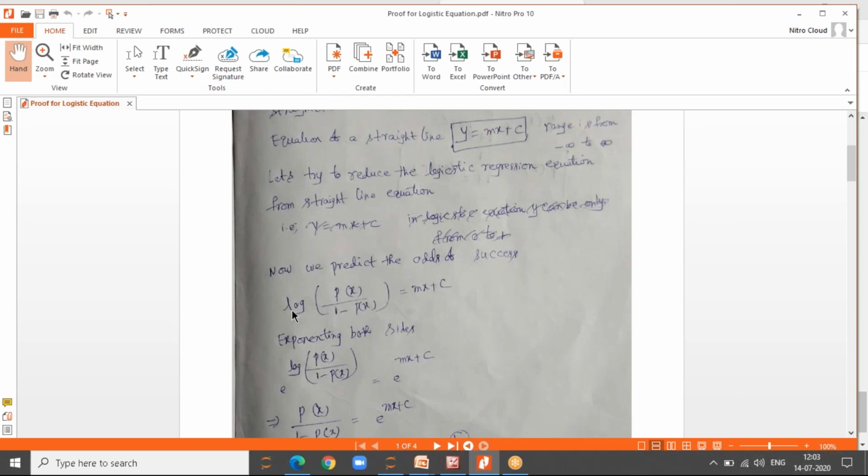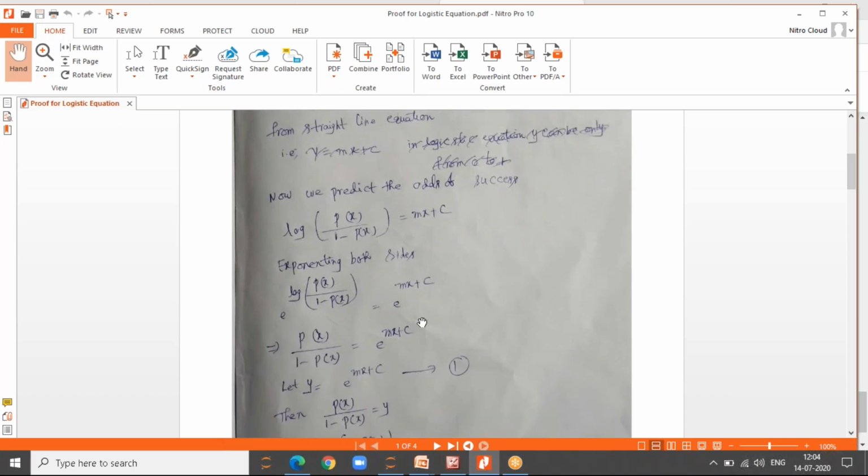Just apply log to my function y, because our y is nothing but log of p of x divided by 1 minus p of x, that is the probability of x. I am taking the logarithm on this side, and then I am exponentiating. The purpose of exponentiating is to remove this log. When I do the exponential, the log and exponential get cancelled, and I get p of x divided by 1 minus p of x, which is equal to e to the power of mx plus c.